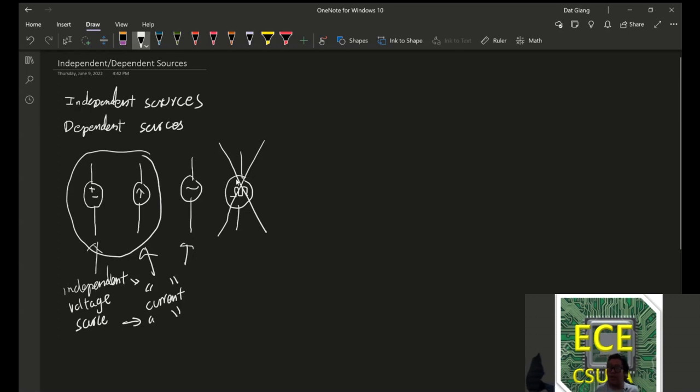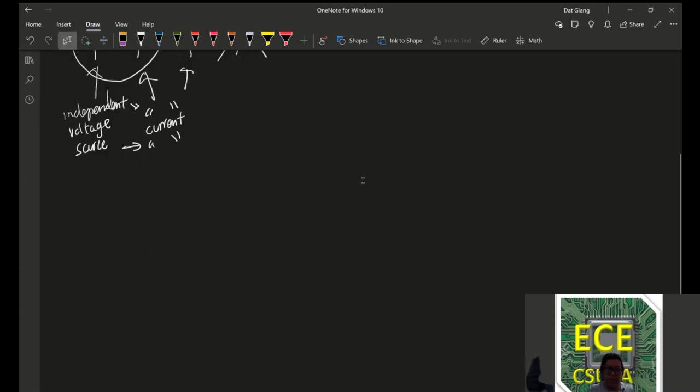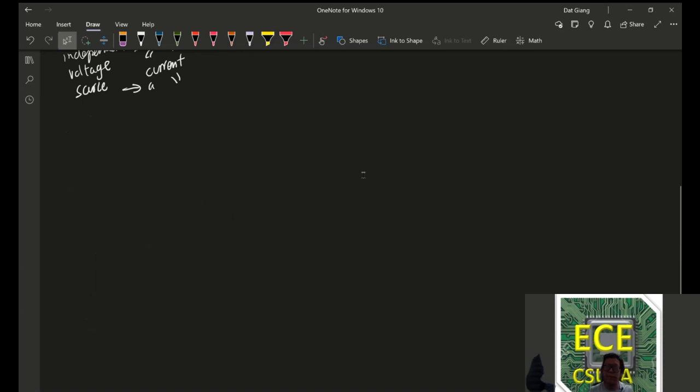Now, what about dependent sources? So dependent sources are non-physical models that are part of the circuit and we can't take it out. Usually they come in the form of a diamond, like so. So this would be considered a dependent voltage source. And then maybe this would be considered a dependent current source. Now, there are four types.